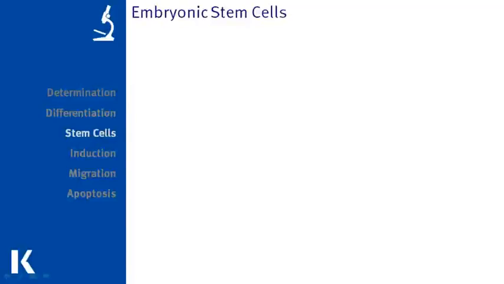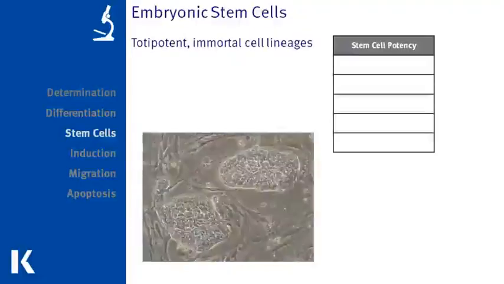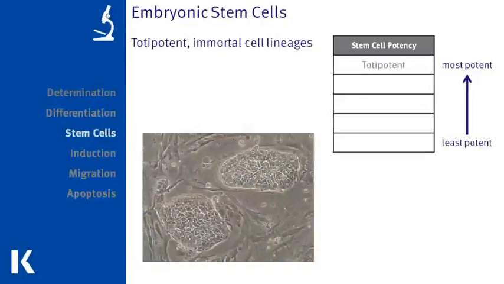Embryonic stem cells are the components of the earliest stages of development. Each embryonic stem cell can differentiate to become any cell type in the body. The range of possible cell lineages is called potency. A totipotent cell can become any cell type.